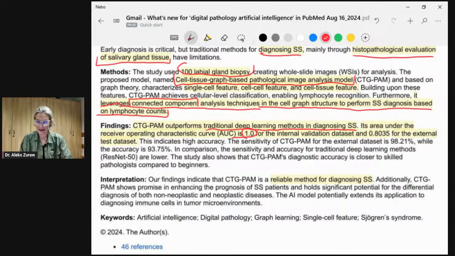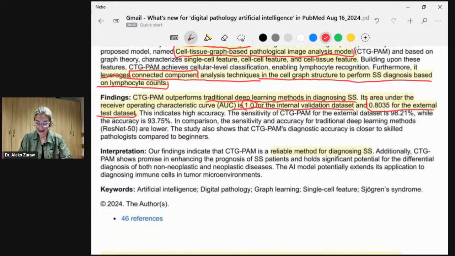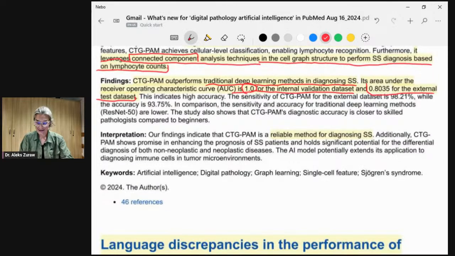When I looked at this, it's never 1. What's going on here? So they said 1 for the internal validation data set and 0.8 for the external test set. So on the data they trained on, it was very accurate. And they say that this new graph method is a reliable method for Sjögren diagnostics.